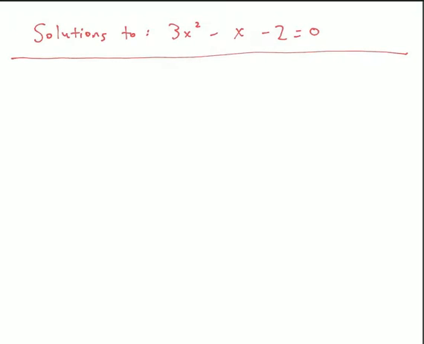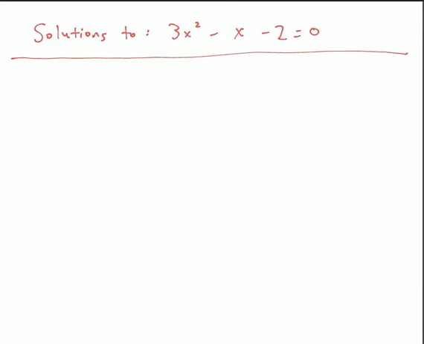So remember that finding the solutions to a quadratic equation is also called finding the roots, and all we're doing is finding the x-intercepts. In other words, where the parabola intersects the x-axis, right? Where the graph crosses the x-axis. So to do this, we need to set y equal to 0, which is actually already done for us because the whole equation is equal to 0.